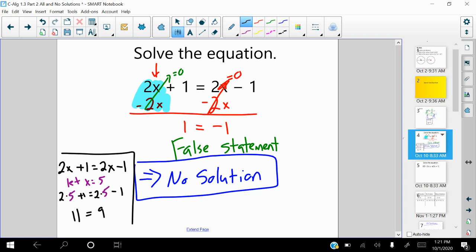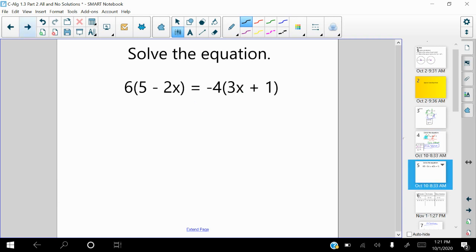Well, let's look on the other side of this special case. Let's say we have this equation here. Pause it, jot it down, and then resume when you are ready to move on. So within this equation, the first thing we want to do, as always, is try to identify if we can simplify either side of the equal sign. Well, I have 6 times 5 minus 2x. I can definitely simplify this side of the equal sign.